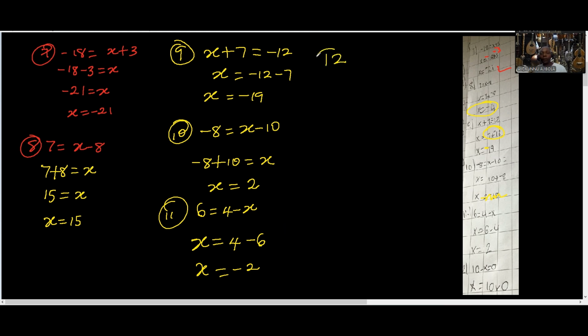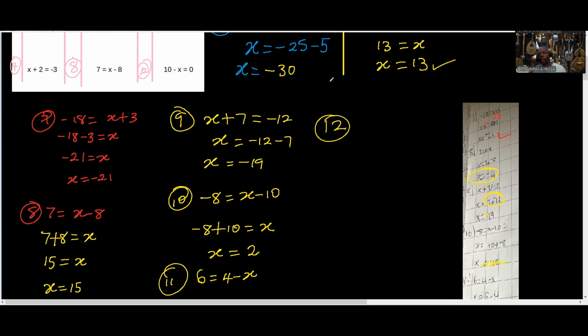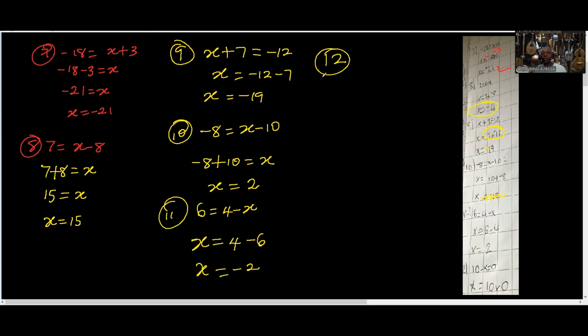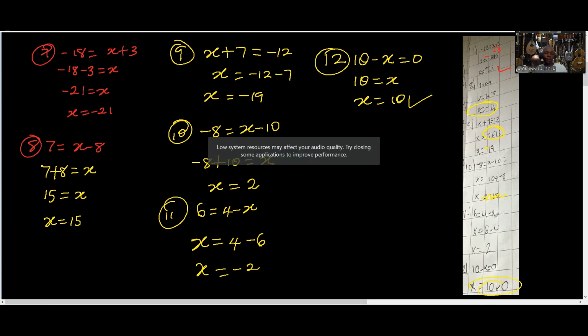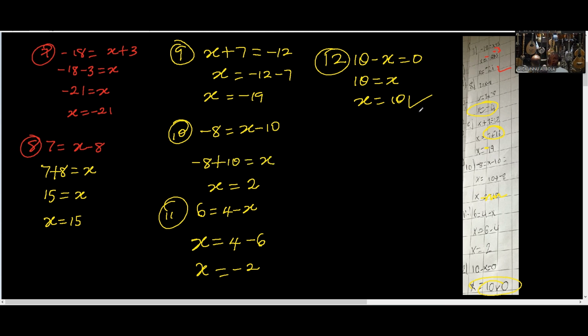Then number 12, let's see what we have. We have 10 minus something is 0. 10 minus 10 should be 0. So that something should be 10. So how do I get that? I'm going to say just take the negative x to the other side, then you have 10 equal to x. So x equal to 10. Not times 0 or whatever you put here. So maybe you have one or two corrections to look at there.